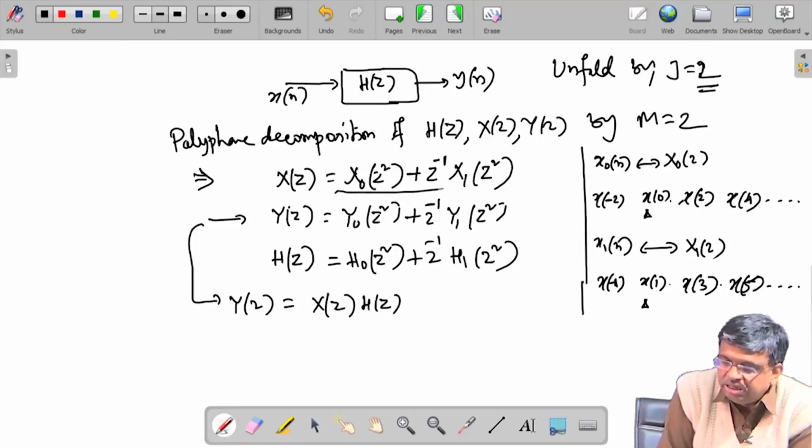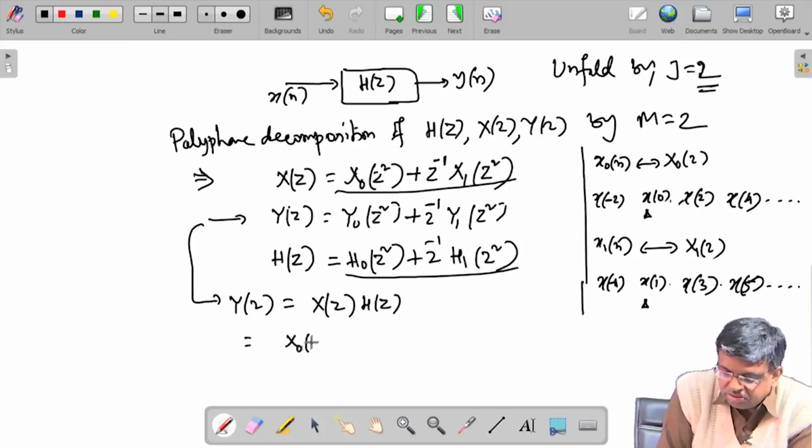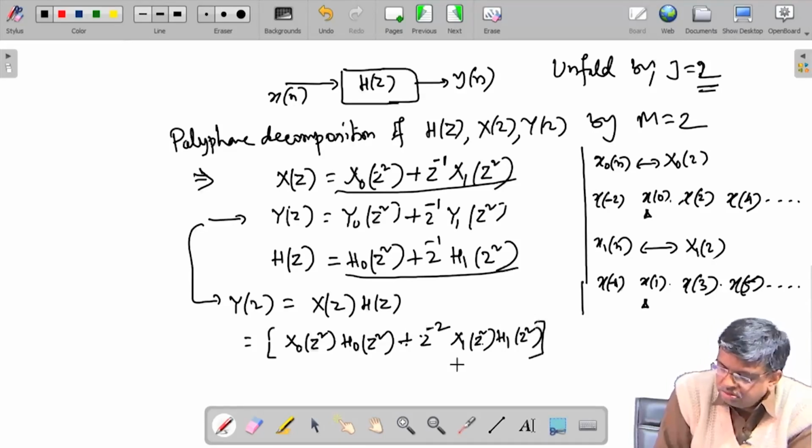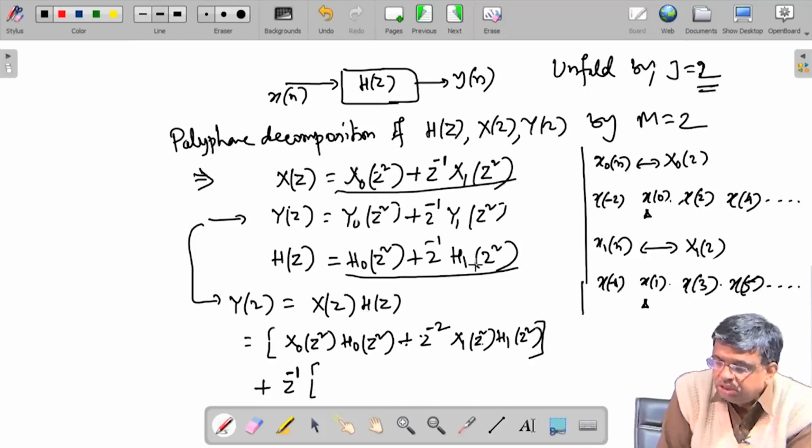If you replace X(z) by this, H(z) by this, multiply, then these two direct terms X0 z square, H0 z square, plus z inverse, z inverse, that is z inverse 2, X1 z square, H1 z square. This is one expression, plus the cross terms, z inverse you take common, capital X0 z square, H1 z square.